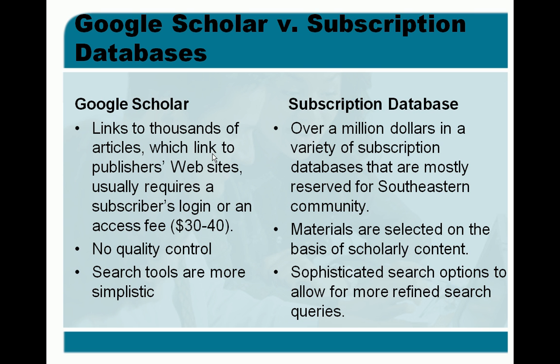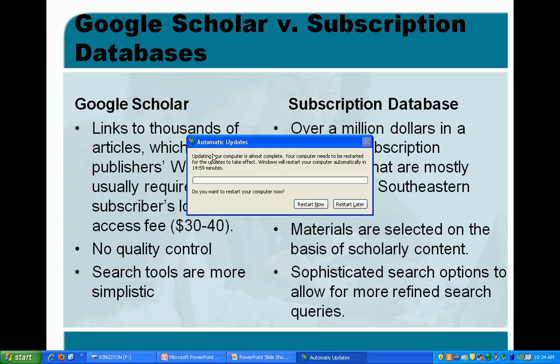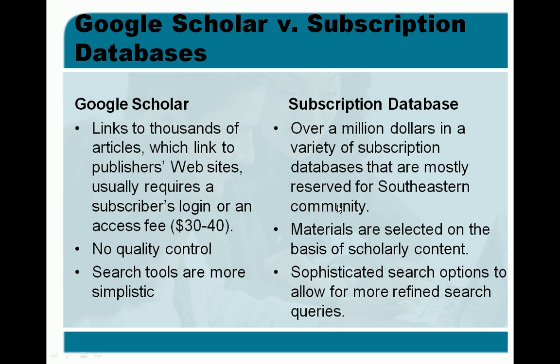On the other hand, using a subscription database, you have over $1 million in a variety of subscription databases like Academic Search Complete and ProQuest Research Library that are mainly reserved for the Southeastern community. So if you're currently enrolled students, you would have remote access to some of the scholarly literature that's been published by scholars in a particular field. The materials are usually selected on the basis of scholarly content, and sometimes you'll find sophisticated search options with Boolean operators, truncation, and phrase searching that will allow you to prepare a more refined search query.